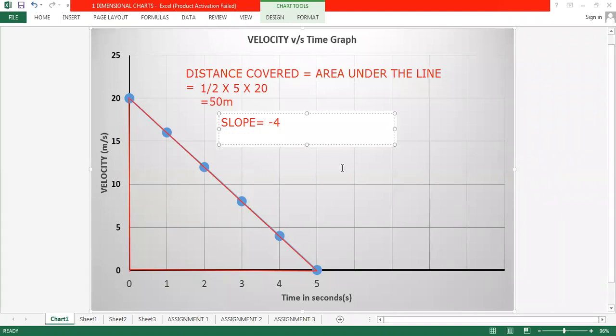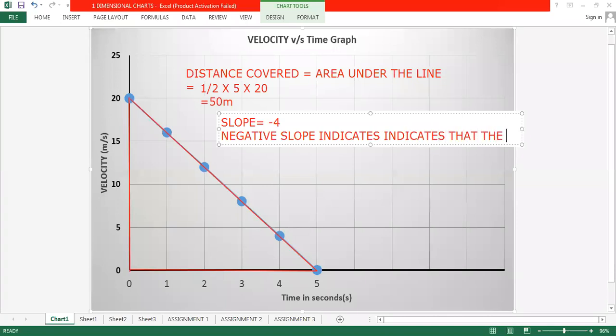So what does the negative slope indicate here? Can you tell me? You will find the negative slope indicates that the object is retarding. So the negative sign indicates retardation. So the slope is -4.